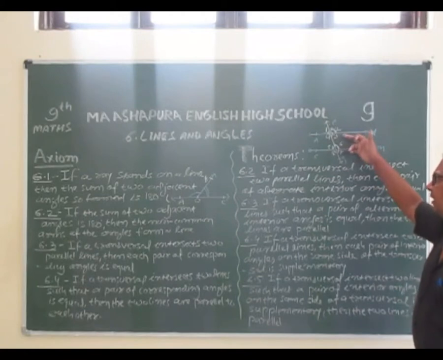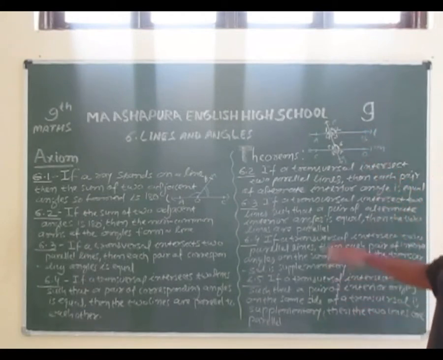Which means angle 3 plus angle 6 is equal to 180, and angle 4 plus angle 5 is equal to 180. So we can write here angle 3 plus angle 6 is equal to 180, and similarly angle 4 plus angle 5 is equal to 180.